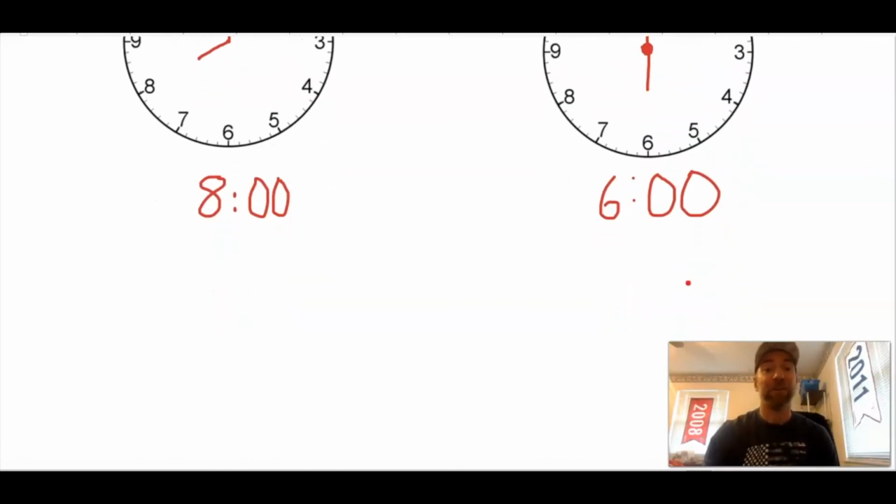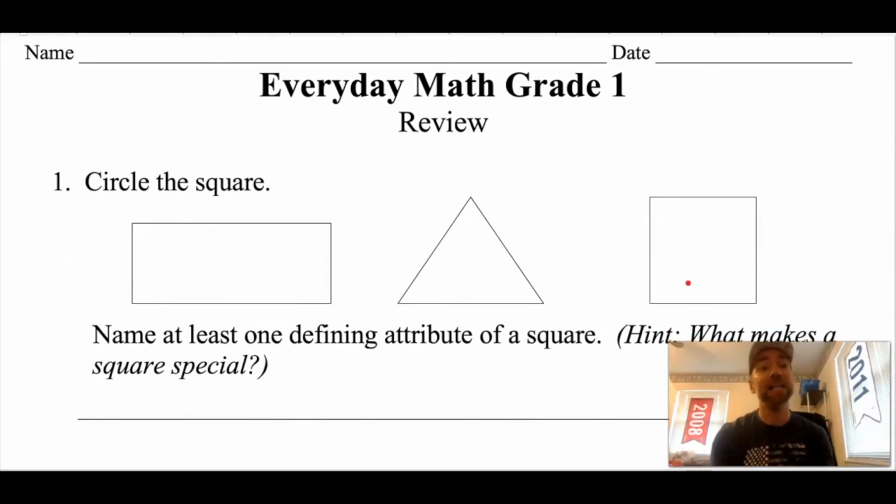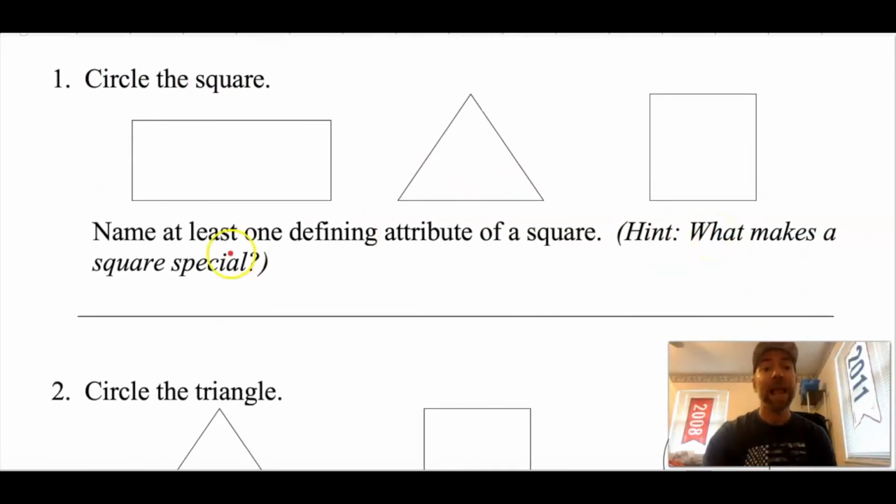All right, my first grade mathematicians, here's what your job is going to be. In Seesaw, you're going to find some problems for you to practice. So the first couple problems are going to have to do with shapes. Circle the square. One of these shapes is a square. And then name at least one defining attribute of a square. What makes the square special?